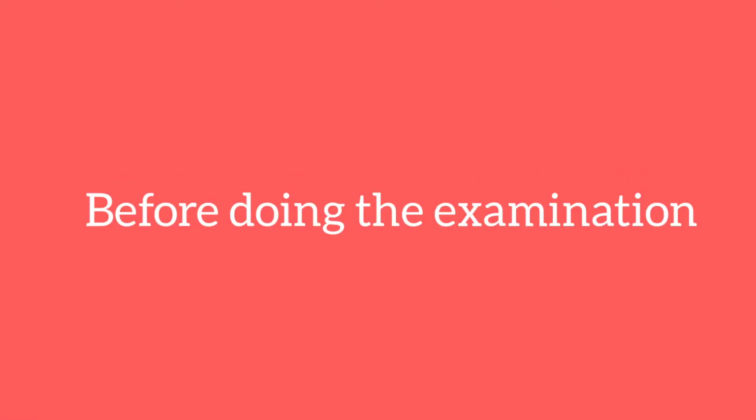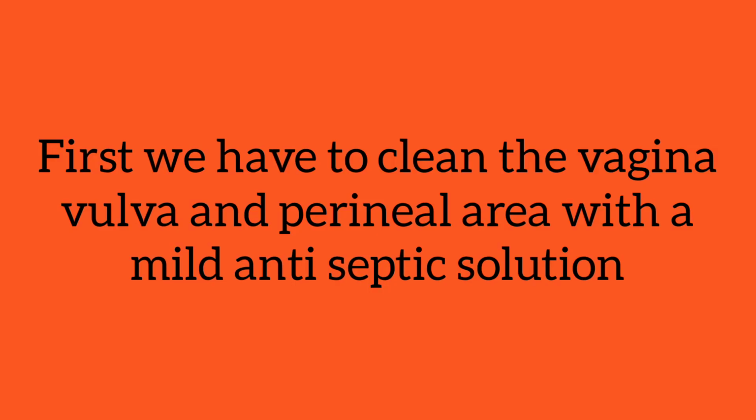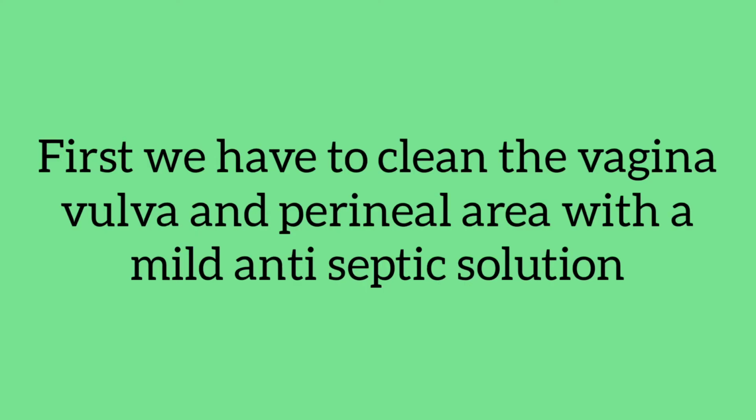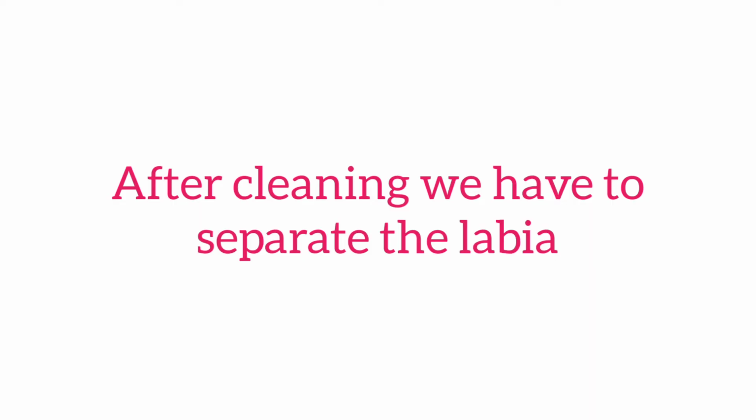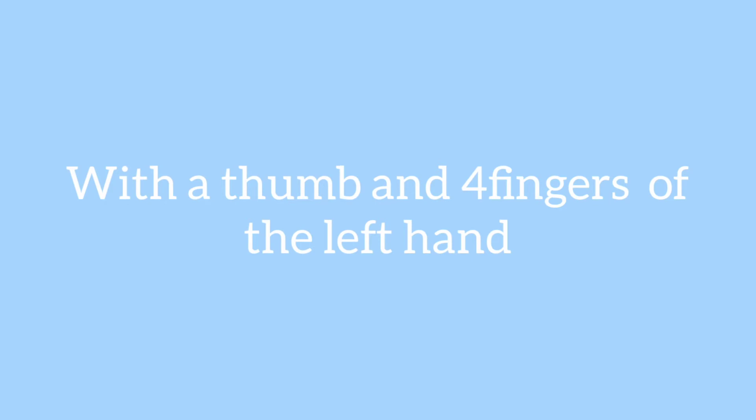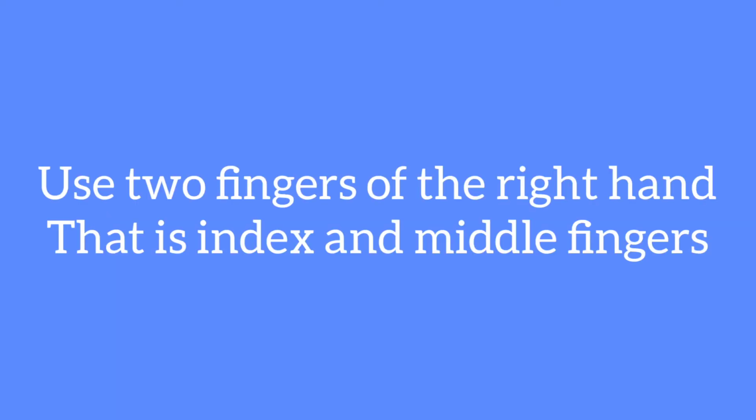Before doing the examination, first we have to clean the vagina, vulva and perineal area with a mild antiseptic solution. After cleaning, we have to separate the labia with the thumb and forefinger of the left hand and clean the area once again. Use two fingers of the right hand, that is the index and middle fingers, and insert them gently into the vaginal orifice without hurting the woman.